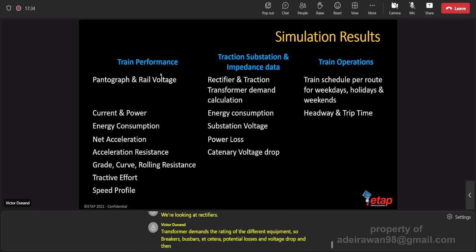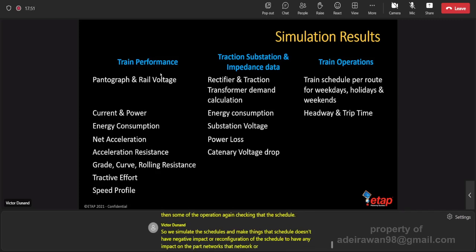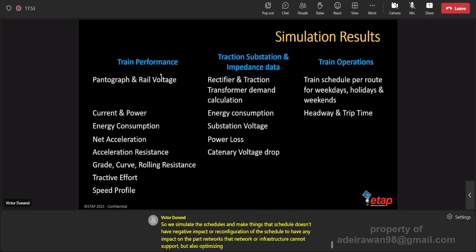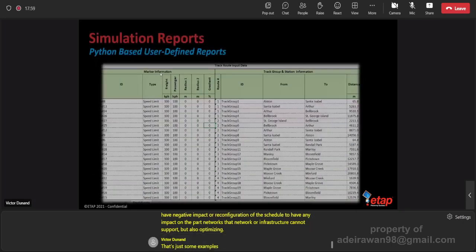And then in terms of the operation, again, checking the schedule, so we simulate the schedules and make sure that a reconfiguration of the schedule doesn't have any negative impact on the part of the network that the infrastructure cannot support, but also optimizing that. That's just some examples.